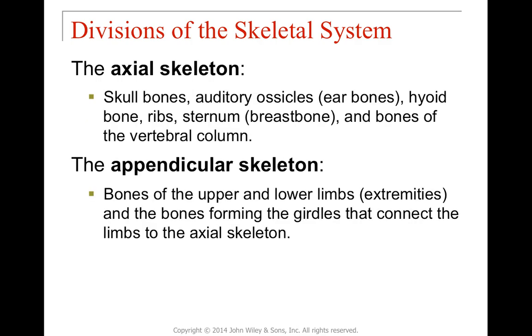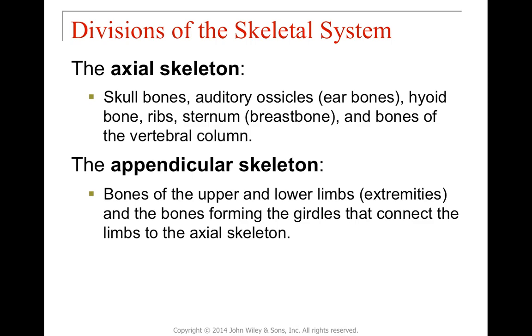Well, the axial skeleton includes the skull bones and the breast cage and all of the vertebrae. It also includes a hyoid bone, which is a free-floating bone in your throat, and your ribs, which are going to surround all of the internal organs of the breast area.